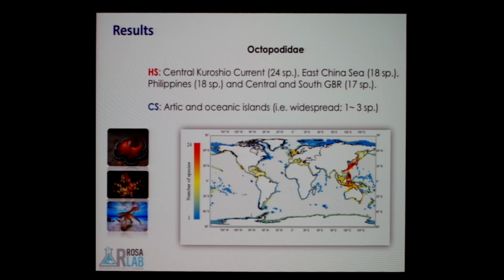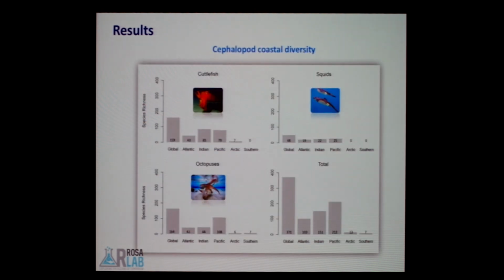Octopus are also widespread. Again, in the Central Indo-Pacific ecoregions, we can find 24 species, East China with 18, Philippines with 18, and Central and South Great Barrier Reef with 17. So these oranges here, the rest, usually varies between 1 and 3 species. Of course, the Arctic and the oceanic islands are the places where there is less diversity of octopus.